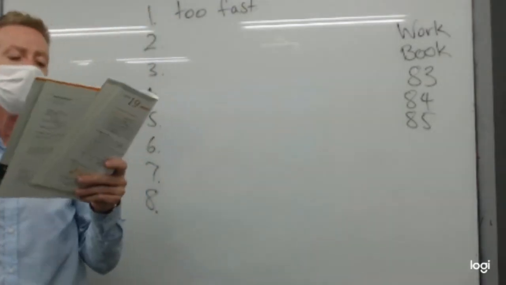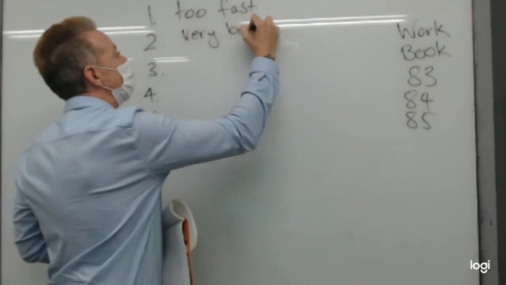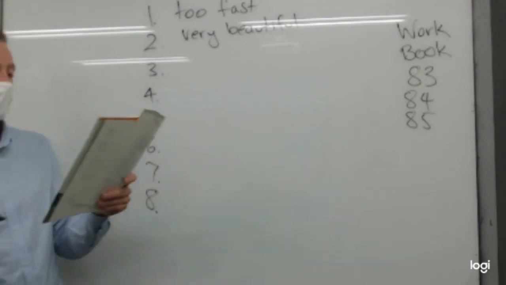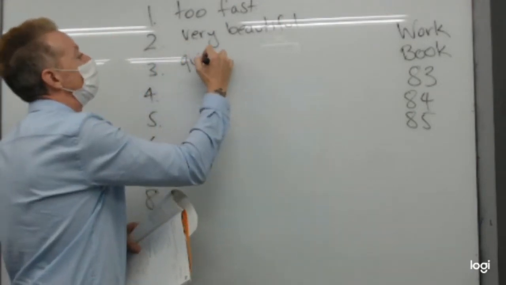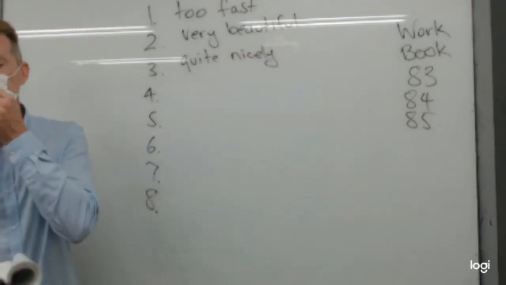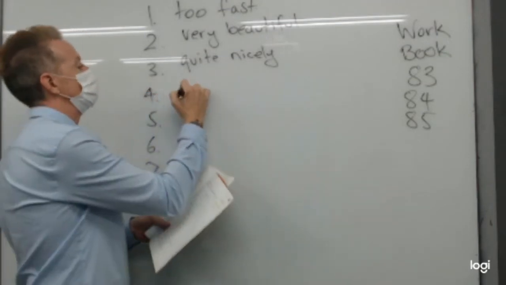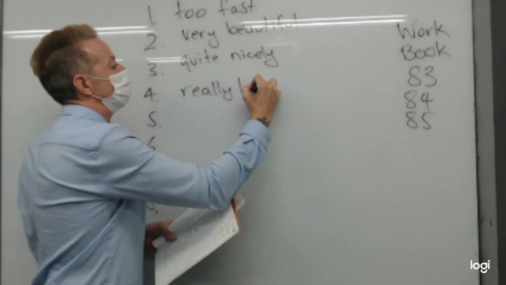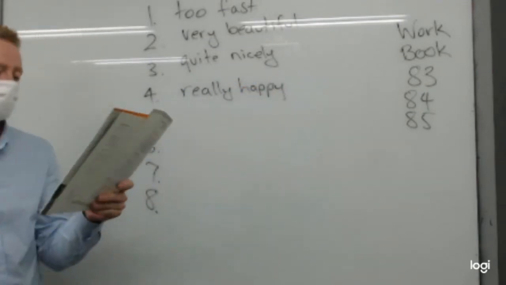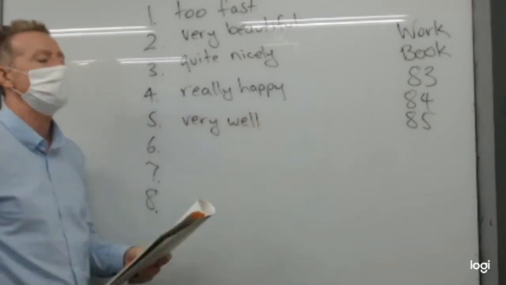All right, let's go this way. Ellie, you can do number two. "Amy has a very beautiful dress." Good. Dorothy: "They painted the wall quite nicely." Very good. Sam: "I am really happy to see you." Thank you. Me too. West, number five. "They are swimming very well." Good.